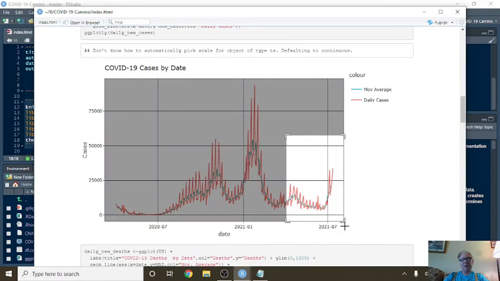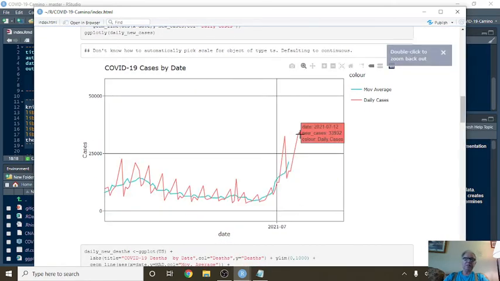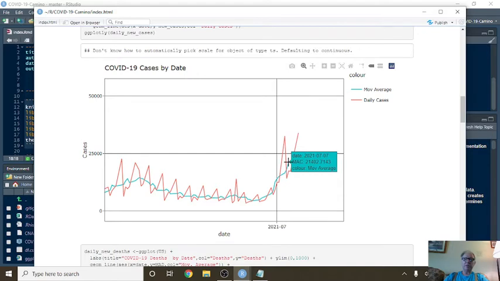Okay. Daily cases. You continue to see a spike upwards of 32,932 for July the 12th. And you see here the 7-day average as of July the 7th was 21,402 cases per day for the previous 7 days.